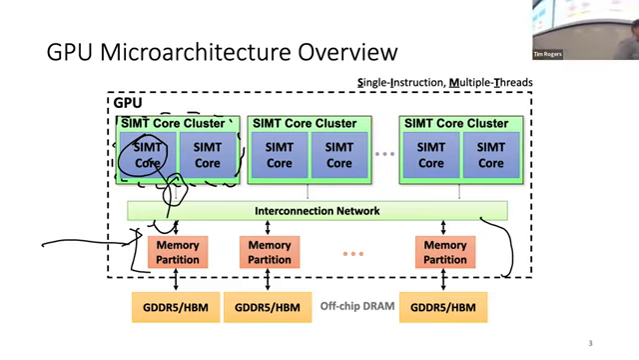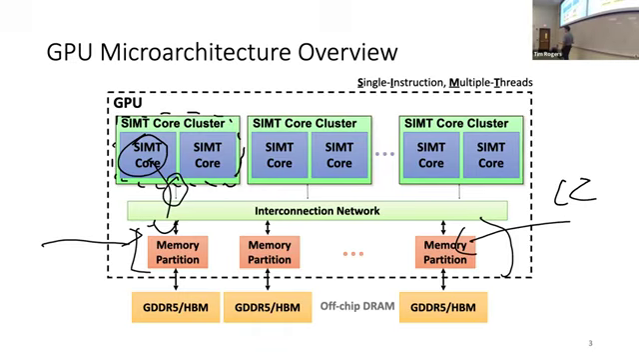And then each of these things, we don't just call it a memory controller because it also contains a slice of the L2 cache. So the last level cache, there'll be a part of the last level cache inside this memory partition as well as a memory controller. And then there's a mapping function that will spray your address space, your physical address space, across all of these different memory partitions. Okay.